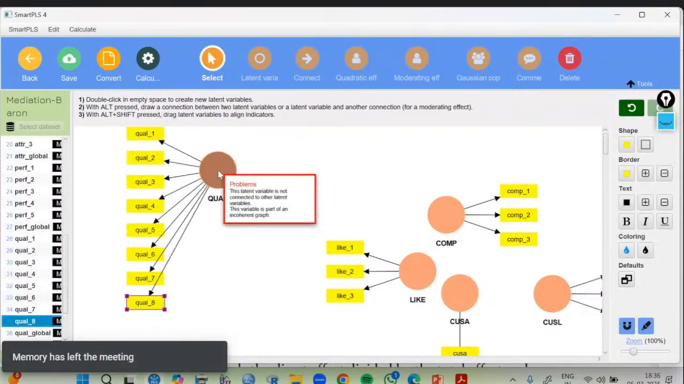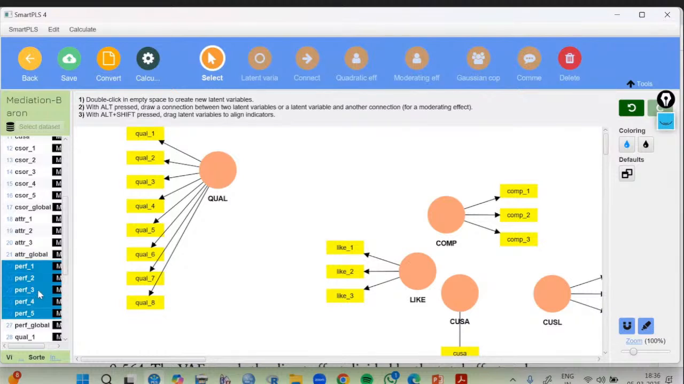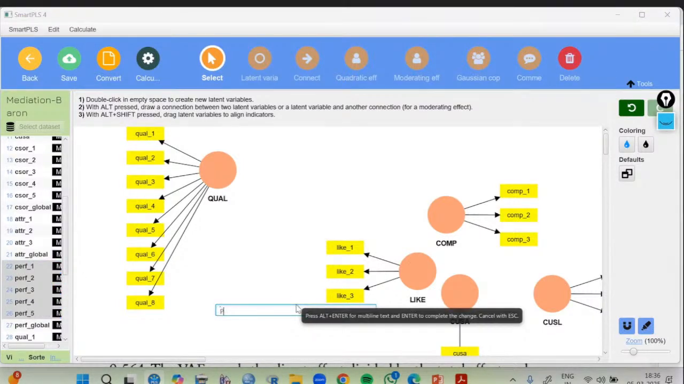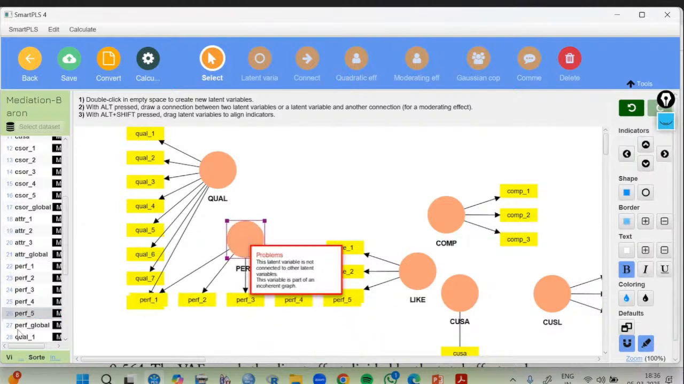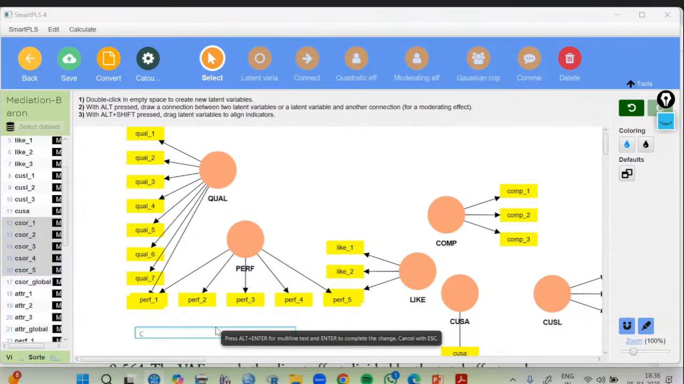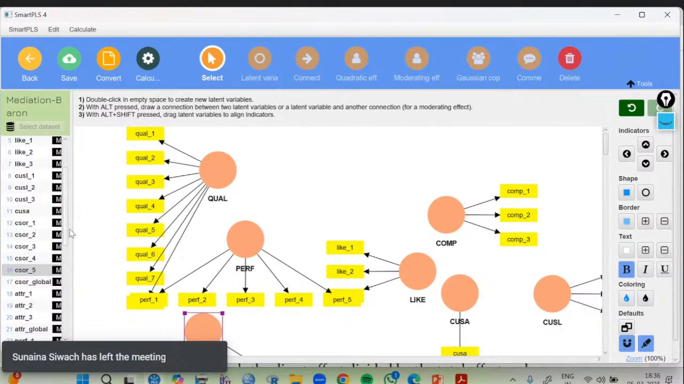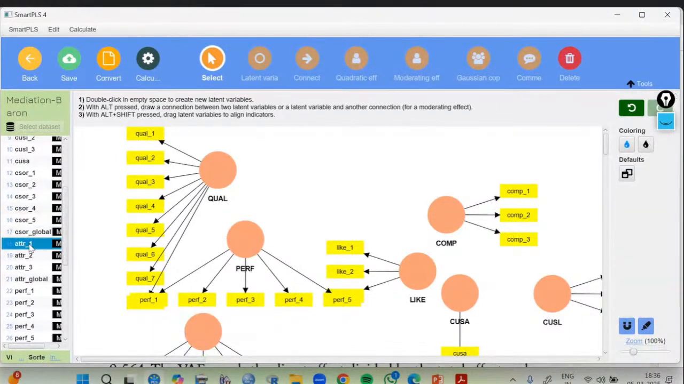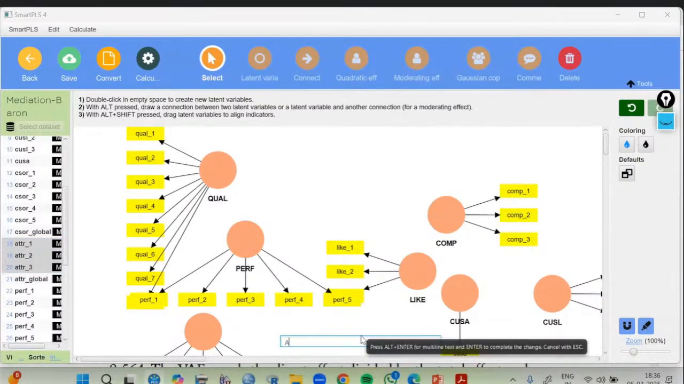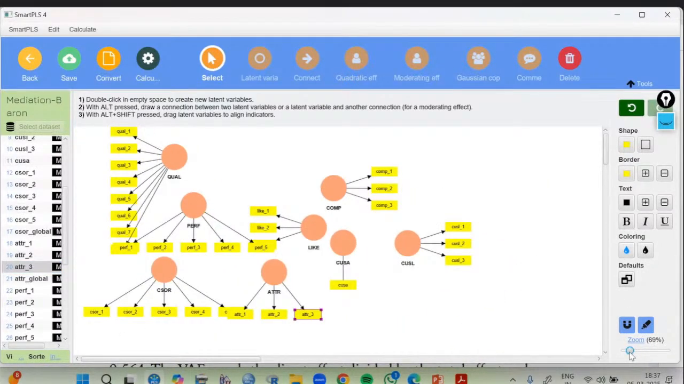QUAL, then the performance, PERF, then 5 items of corporate social responsibility, CSOR, and 3 items of attractiveness, ATTR. Okay, now I can resize, zoom this.